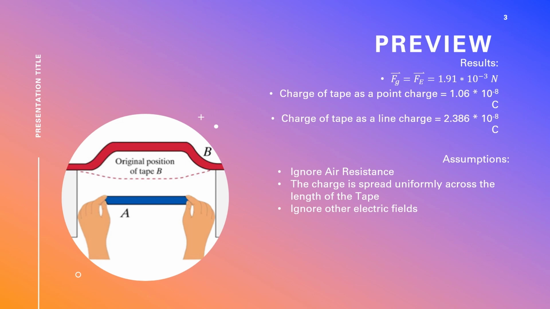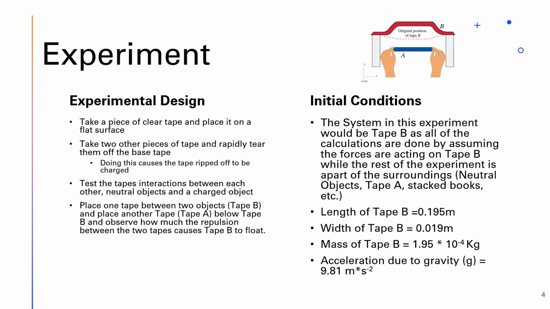Now, the assumptions we have to make are that we ignore air resistance, assume the tape is uniformly charged across the length of the tape, and ignore all other electric fields. That first one, ignoring air resistance and all other forces, is why we can balance out the electric force with the force of gravity. Now then, once again, to preview our experiment, it's the same as last time.